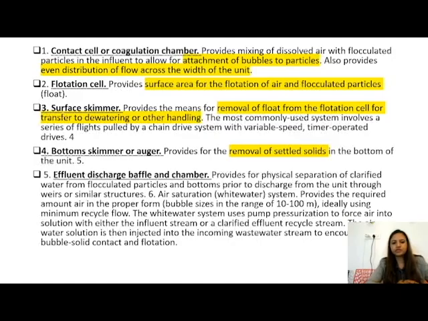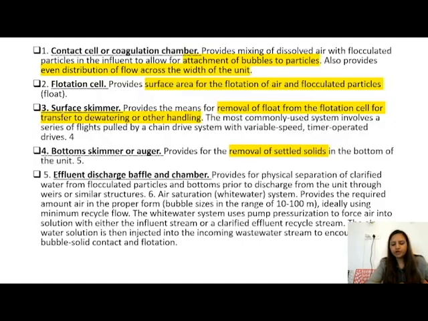The most commonly used system involves a series of flights pulled by a chain drive system with variable speed timer operated drives. The fourth part is the bottom skimmer or auger that provides removal of settled solid in the bottom. This settled solid is a form of sludge which is further taken to the sludge treatment system.